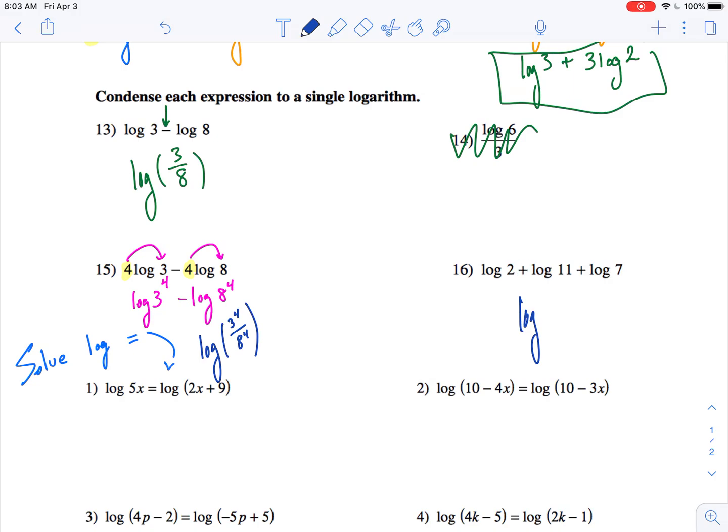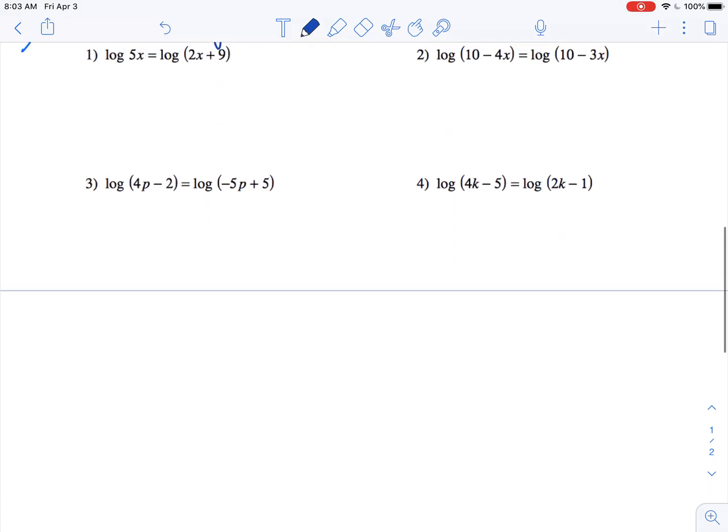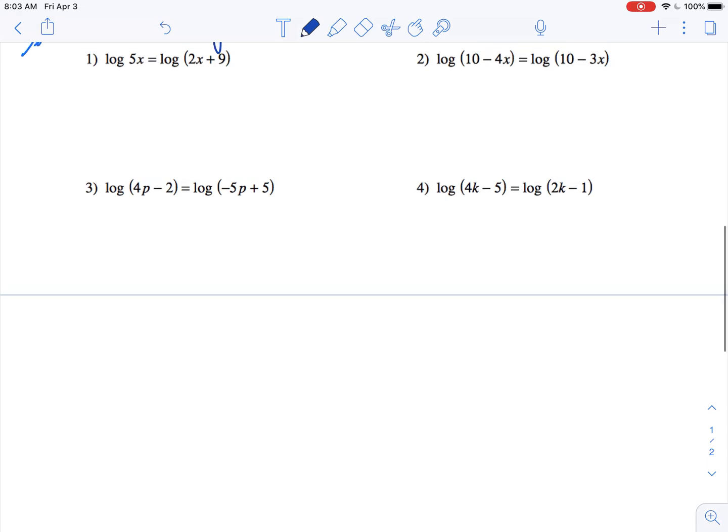And our last one here, we've got addition, and I want to condense this into a single log. And since I'm adding both times, addition and multiplication go together. So I'll just multiply 2 times 11 times 7.